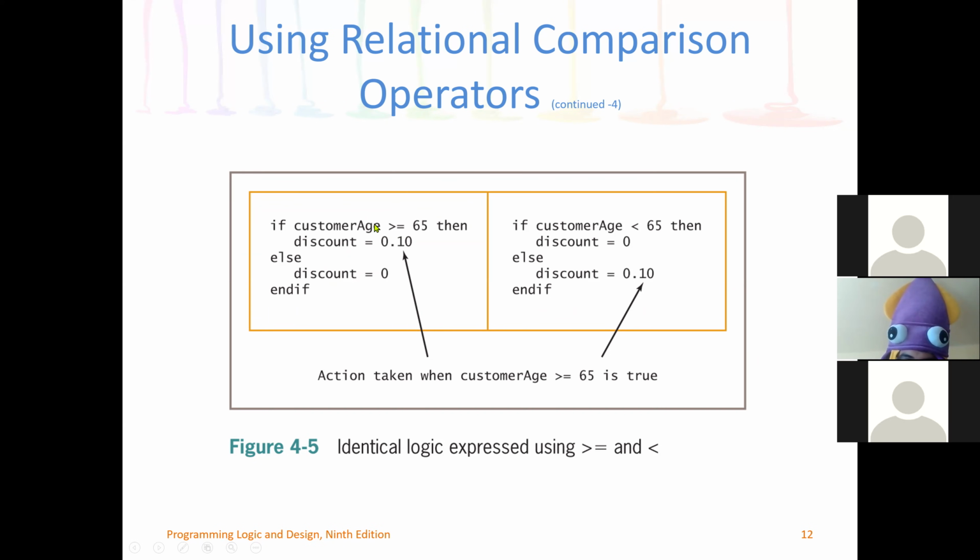So the condition says that the customer age should be greater than or equal to 65. So 65 or more, then you get a discount of 10% or 0.10. Else, if the condition is false, that is the else section, if your age is less than 65, then the discount is 0, no discount.